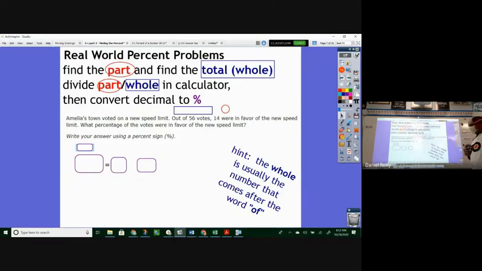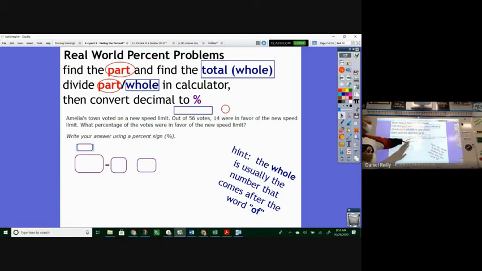All right, real world problems. Okay, so this is what you're going to see in this IXL assignment 49B. The challenge in these problems is making sure you identify the part and the whole so that you do your division the right way. You're dividing the right numbers. Okay, how do you know what the part is and what the whole is? So here's a problem. This is right off the IXL assignment. So you might see this one when you're doing the IXL assignment.